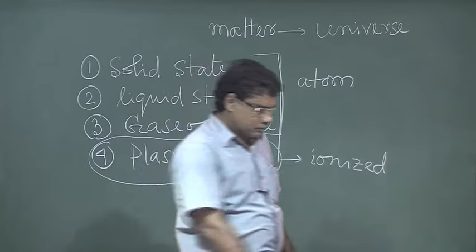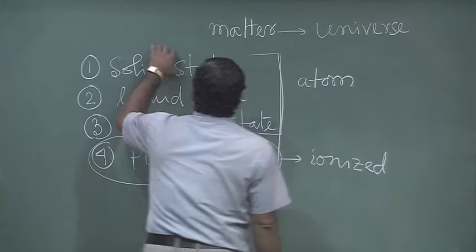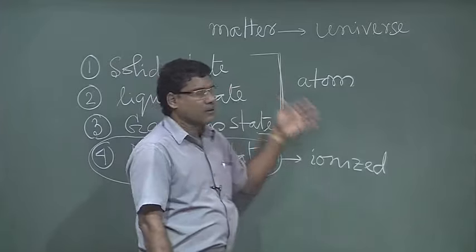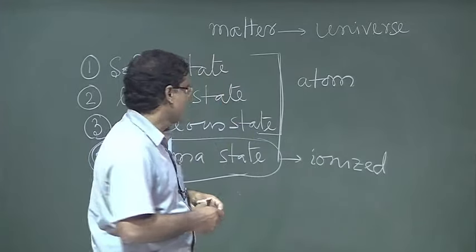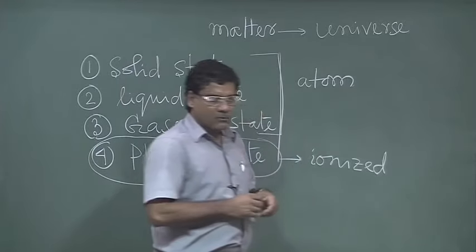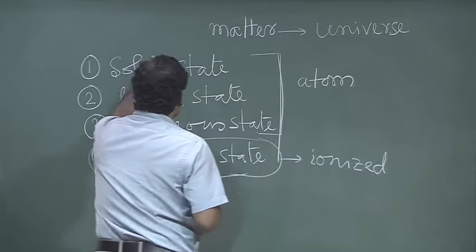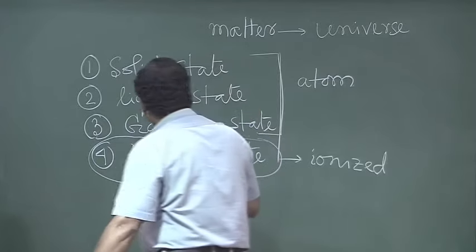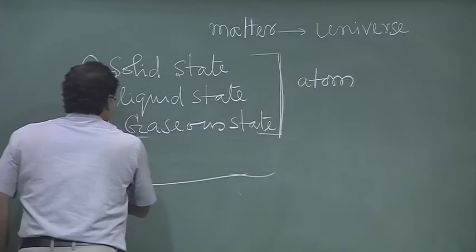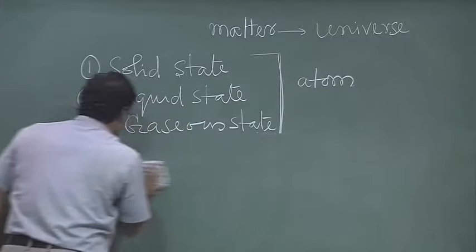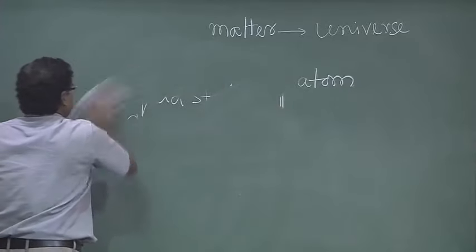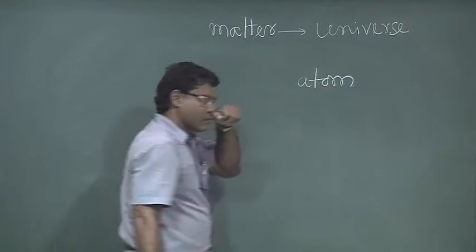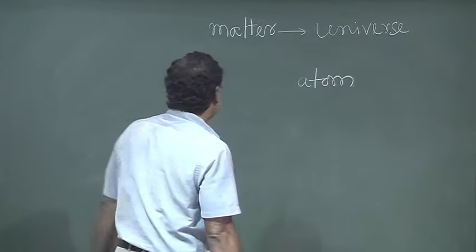So these states, solid state, liquid state, gaseous state, are formed due to the aggregation of atoms, and how to differentiate these different states, that we'll discuss. So in terms of interatomic distance between atoms, we can define these different states.